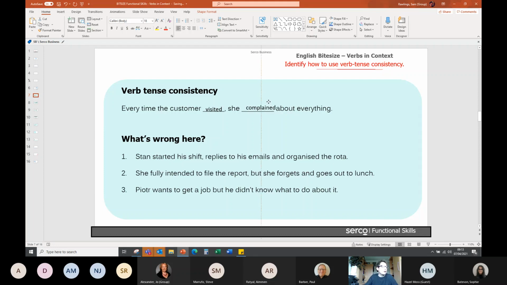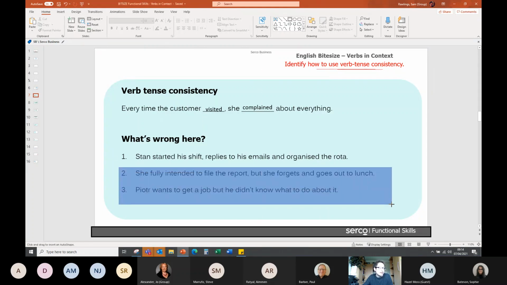So this makes a lot more sense because we've got every time the customer visited, so we've got the past, she complained about everything. Again, we've got the past. So keeping it in one tense makes a lot more sense. Like I say, sometimes you can mix tenses, but you have to be very careful that you're not confusing the meaning. So let's look at these examples at the bottom.